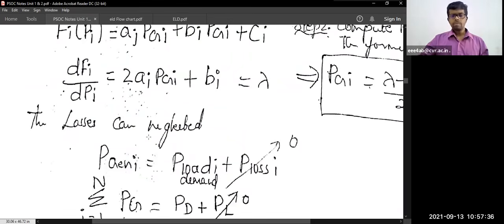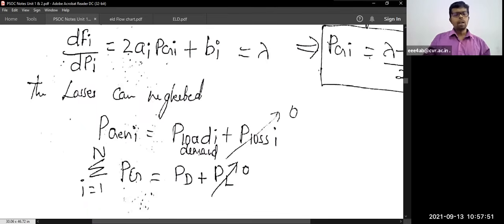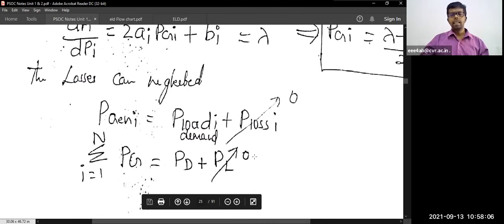Generally, the power balance equation is nothing but generation is equal to demand plus losses, or load plus losses. So here losses are neglected. We are taking only economic load dispatch without the losses. So summation I equal to 1 to n of PGI is equal to PD, or P load. Okay, so this is the general power balance equation.